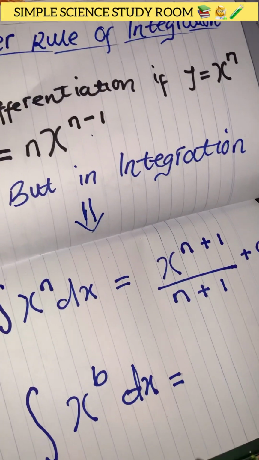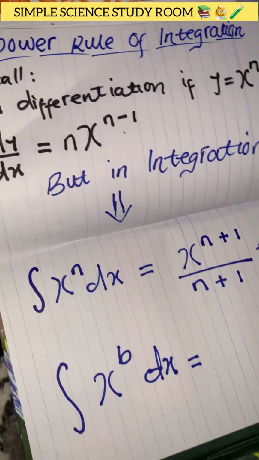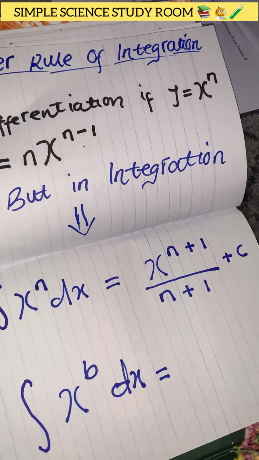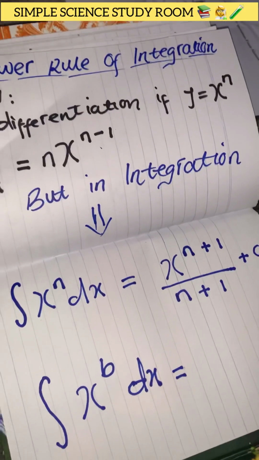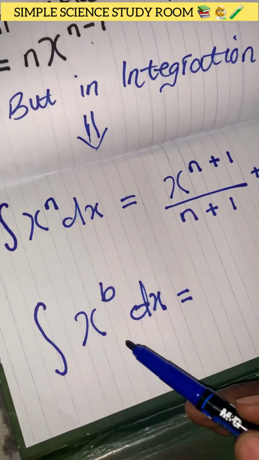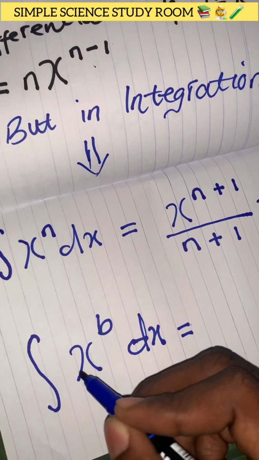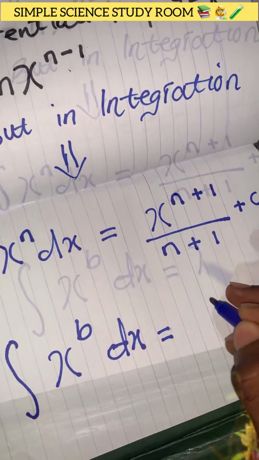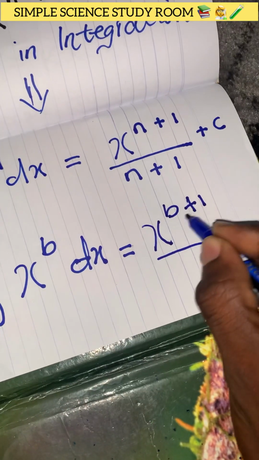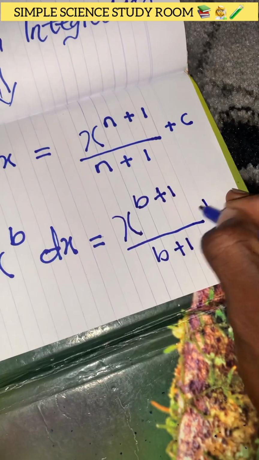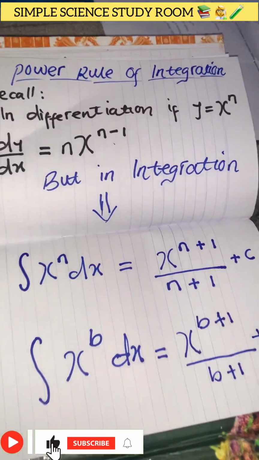The little bit of difference here is just that differentiation is the reverse of integration, and integration also is the reverse of differentiation. Like when negative 1 is differentiation, then integration would be positive 1. Now pause the video and try to integrate the formula of this integration. Well, let's do it. Integral of x power b dx would be x power b plus 1 divided by the same power, b plus 1, then plus some constant c. Very simple.